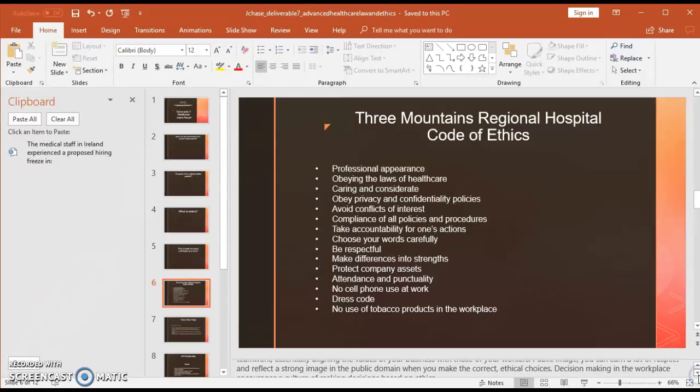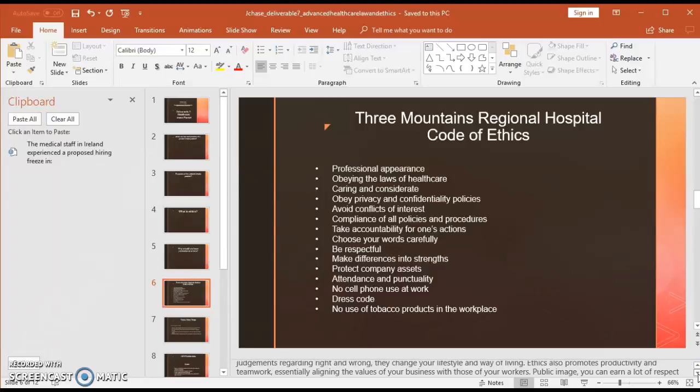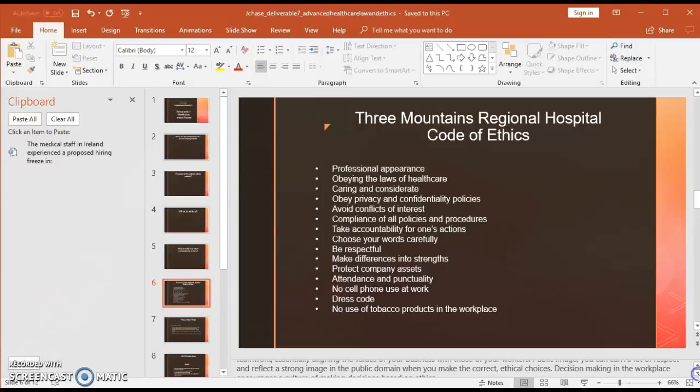Public image. You can learn a lot of respect and reflect a strong image in the public domain when you make the correct ethical choices. Decision-making in the workplace encourages a culture of making decisions based on ethics.